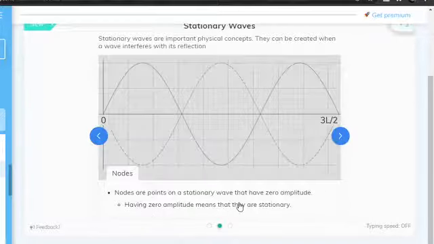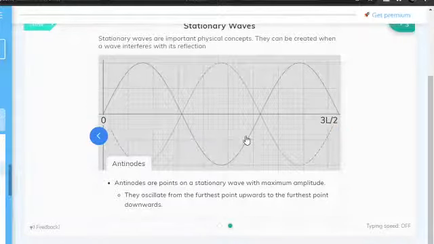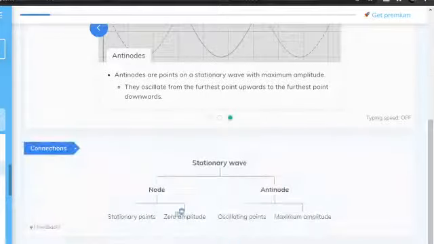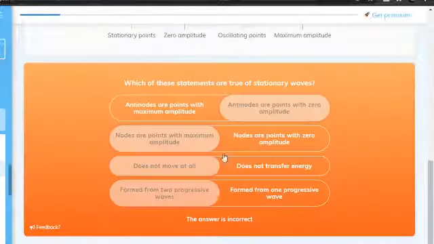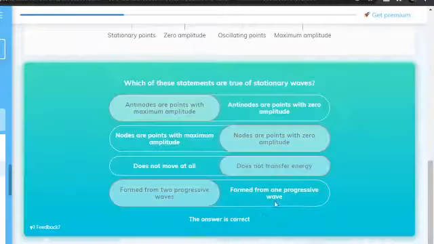So nodes. Nodes are points on stationary waves at zero amplitude, so this part is a node. And antinodes. Antinodes are points on stationary waves at maximum amplitude, so obviously the trough and the crest. Simple. So node: stationary point, zero amplitude. Antinode: oscillating point, maximum amplitude.